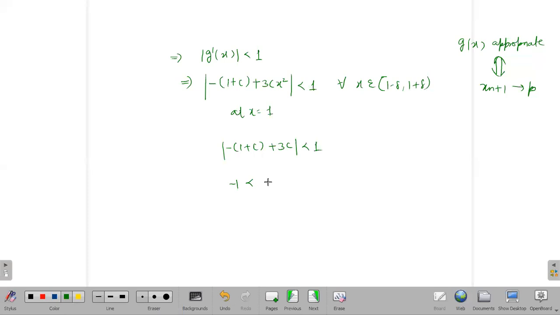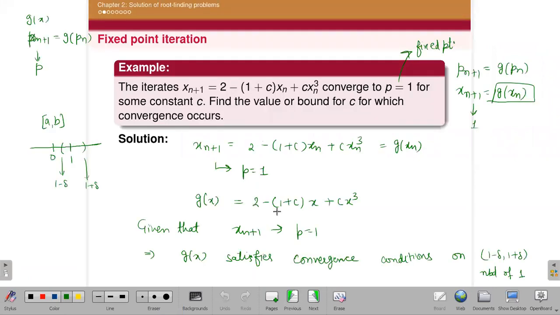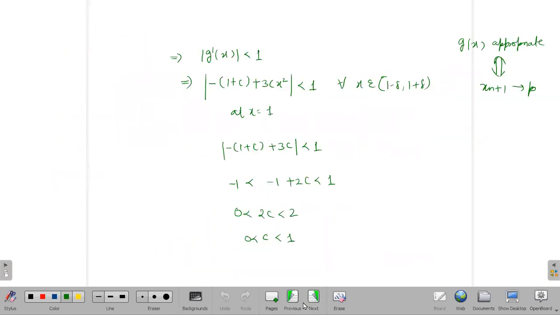So minus 1 plus C plus 3C, it will be minus 1 plus 4C less than 1. So if I add 1 to all sides, it will be 0, 4C less than 2. So C less than 1. So it means if you take your C in between 0 and 1, then this g of x will be appropriate. So this is the required bound, or you can say value of the C.